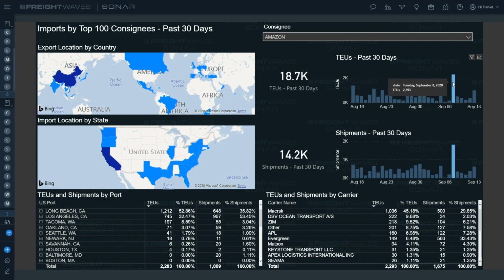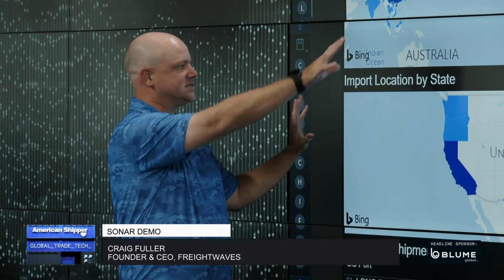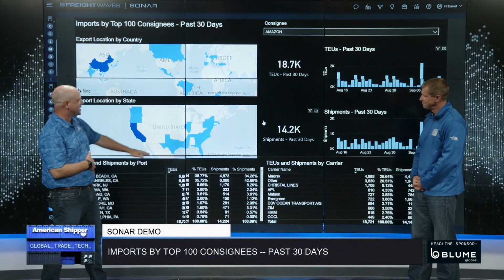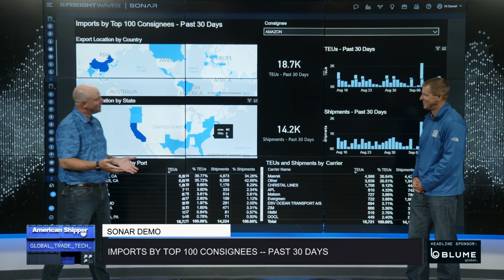Got it. So the great thing about this is I can interact with country of origin, I can interact with consignee, and then I can actually go down and look at import location by state. Now this is interesting. We've got Tennessee here as a state of import. There are no ports in Tennessee.